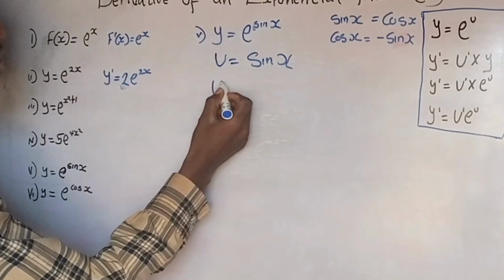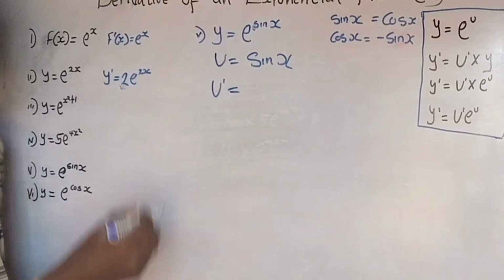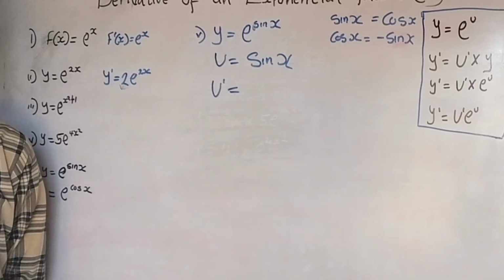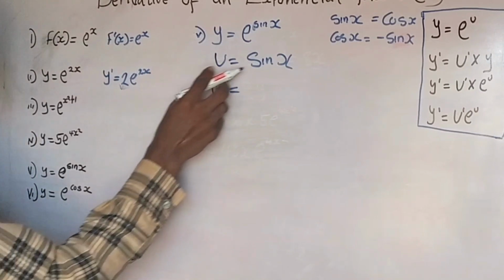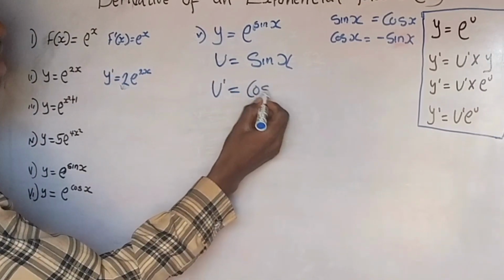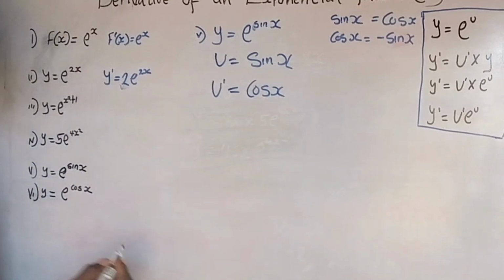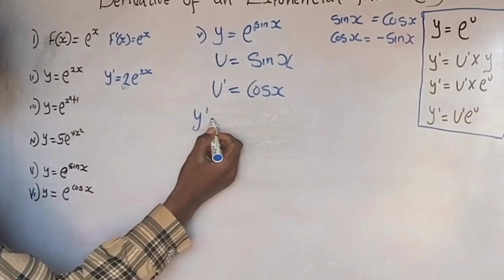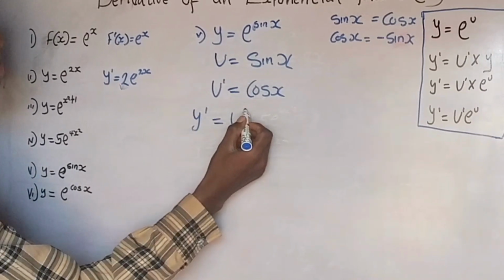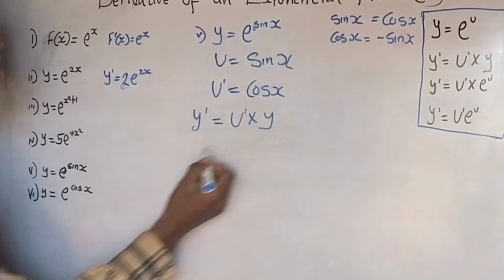Then take the derivative of u. The derivative of u is, don't forget, in differential calculus, when you differentiate sine x, you are going to get cos x. So the differential of sine x is equal to cos x. In that case, I can proceed and say the derivative of y is equal to the derivative of u multiplied by the function y itself.